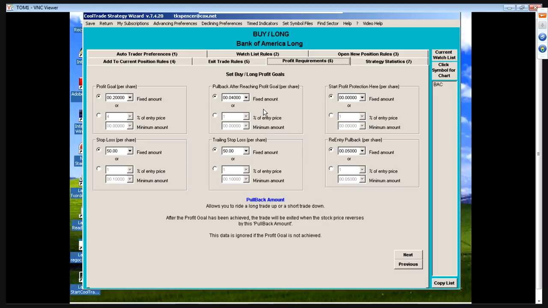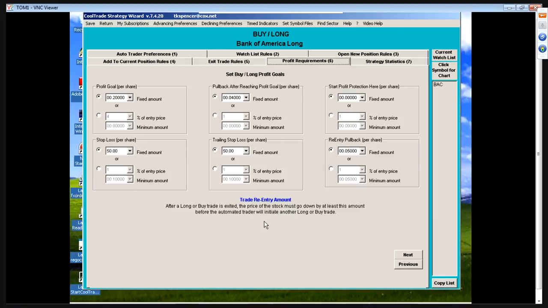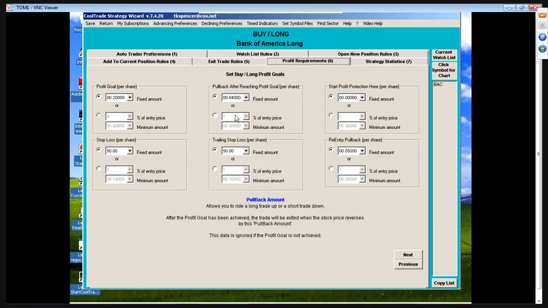And remember, it's doing this all for you automatically. And you notice I put it in plain English, pullback after reaching profit goal. And there's definitions down below. You scroll over any one of these boxes, and down below it's going to tell you exactly what it does. So that's how that works. Now let's go to the next box here.